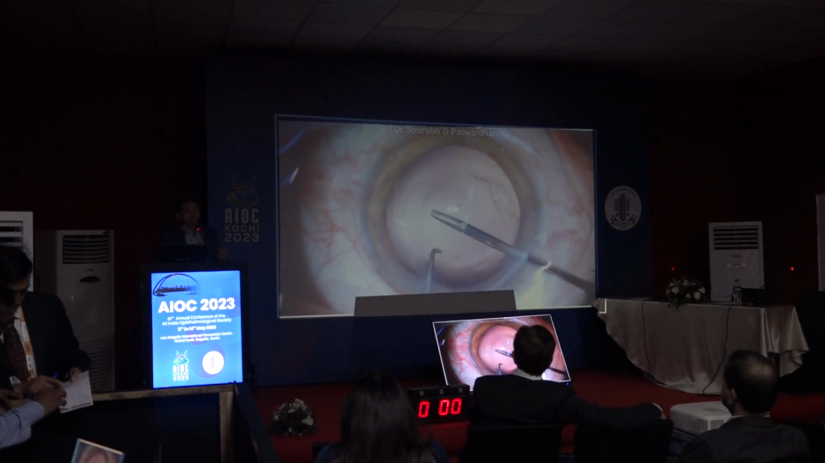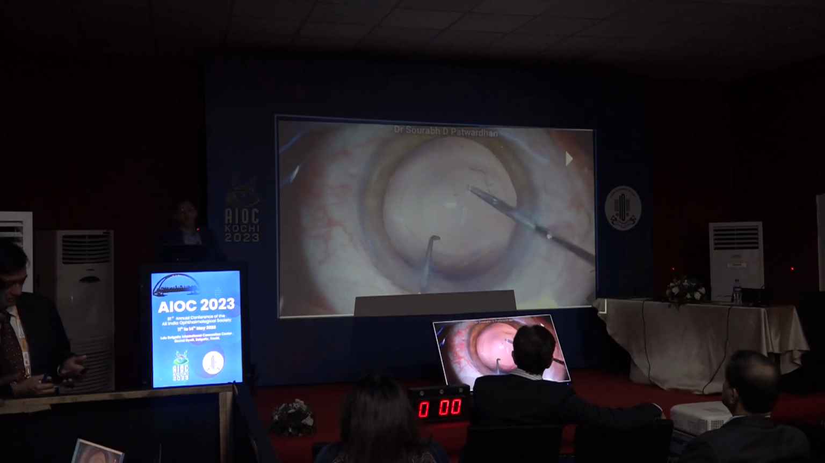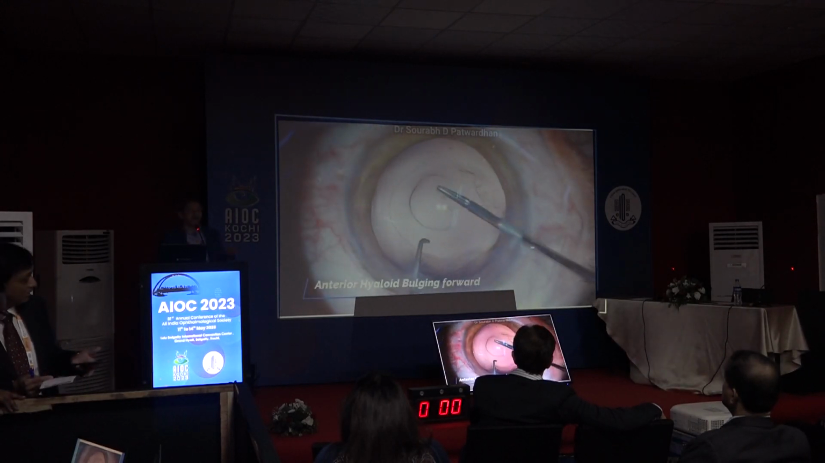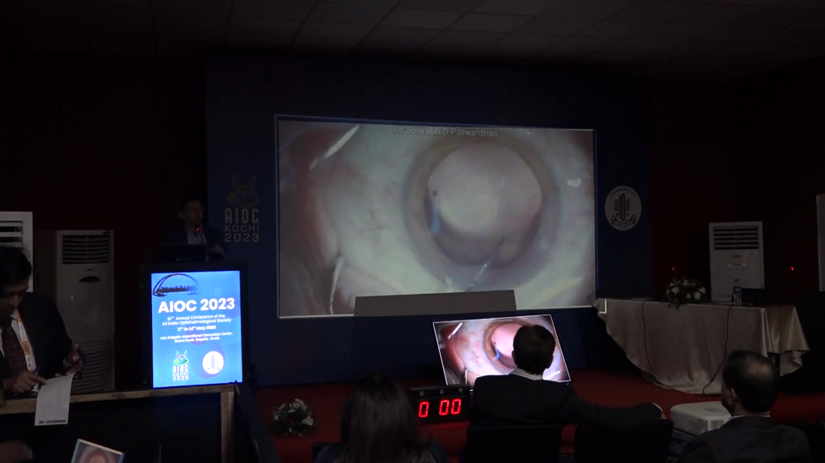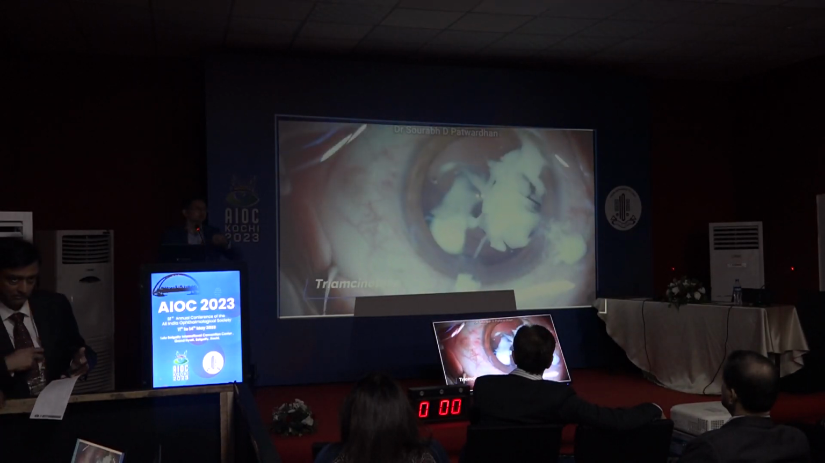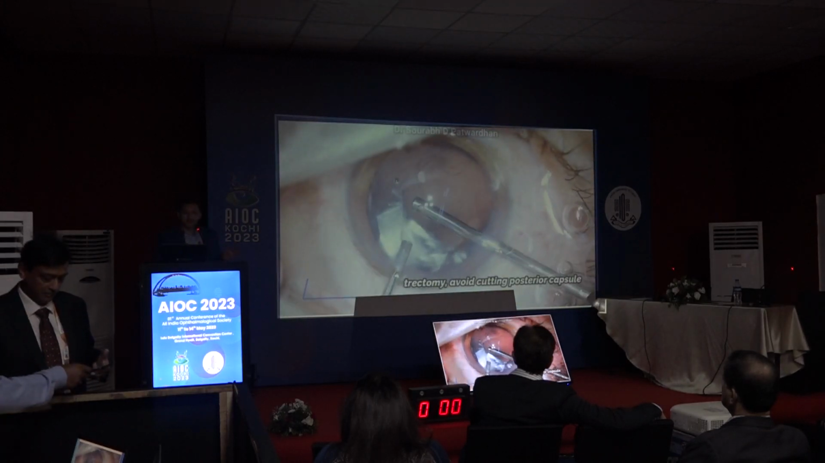Now, if you can do a posterior capsulorhexis, really it looks very difficult, but when you actually do it, you will find that it's much easier than even an anterior capsulorhexis. So once you have a posterior capsulorhexis done, you know that the posterior capsular margins are quite stable, and you can then easily place the IOL in the bag.